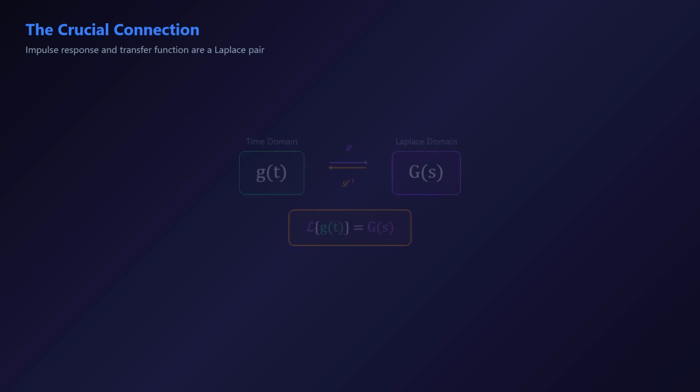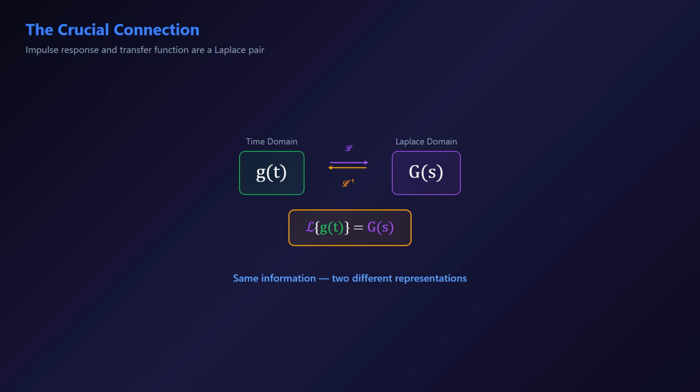Here is the crucial connection. The impulse response g(t) and the transfer function G(s) are a Laplace transform pair. Taking the Laplace transform of g(t) gives G(s). This means the impulse response in time domain and the transfer function in Laplace domain contain exactly the same information.